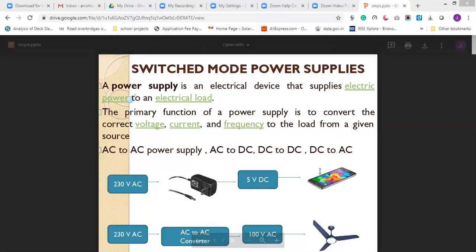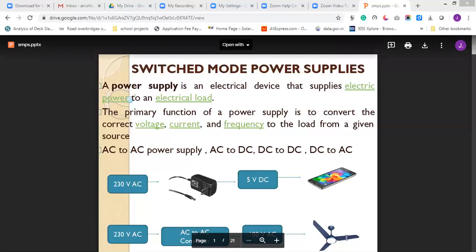So the mobile phone requires 5 volt DC. But in our houses, the input voltage is 230 volt. So what I am doing is, this is called as a power supply. What is the function of the power supply? It will convert this 230 volt AC into DC. So this is called as AC to DC power supply. It is converting the AC to DC as well as reducing the voltage. That is the function of the power supply.